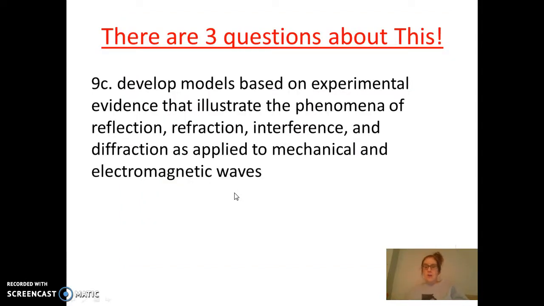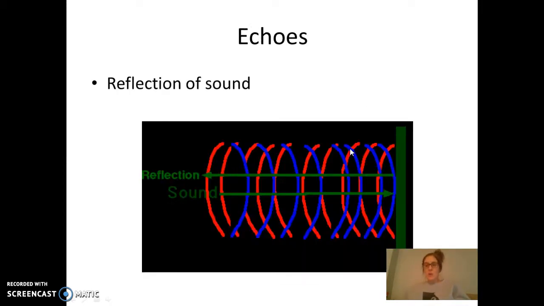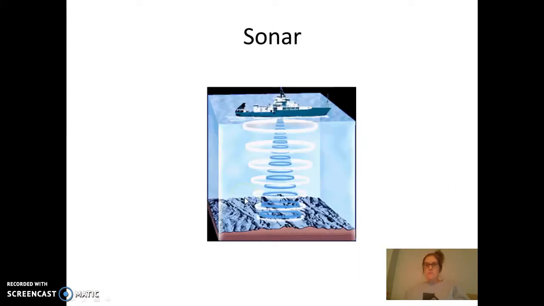Alright, 3 questions about this topic, and these are wave behaviors: reflection, refraction, diffraction, and interference. So reflection is when waves bounce. Light can bounce, so can sound. When sound bounces, we call that an echo, when it hits the barrier and bounces back. Okay? We can use the bouncing of sound in lots of different ways.